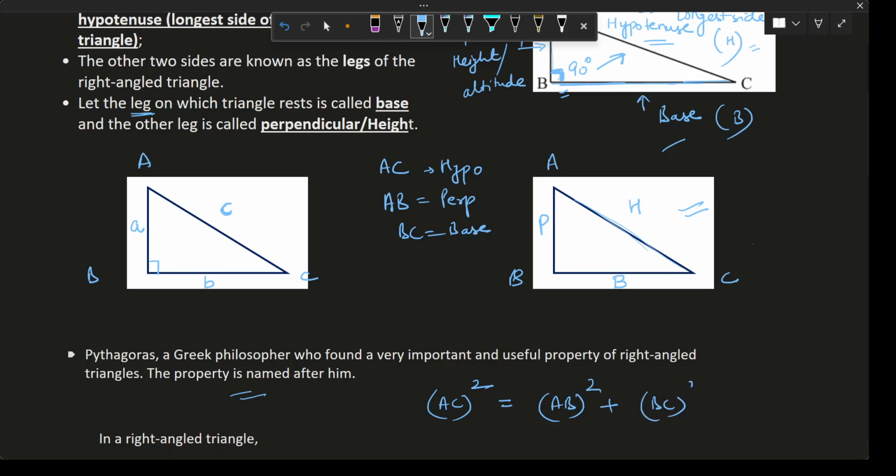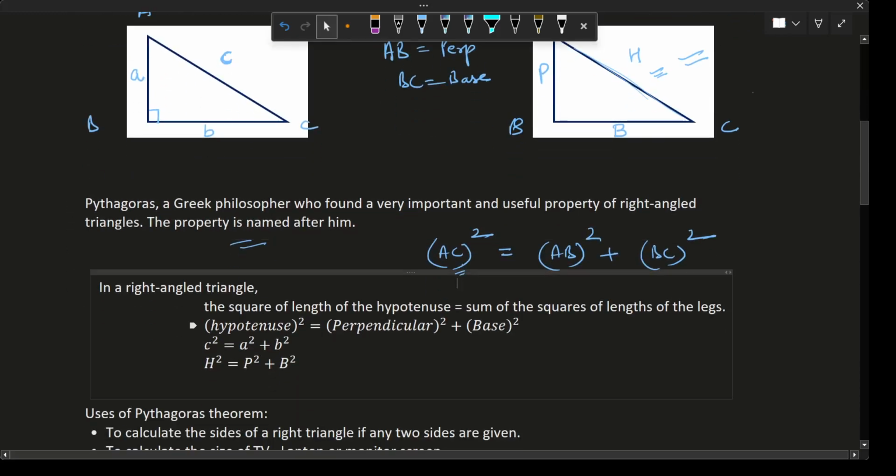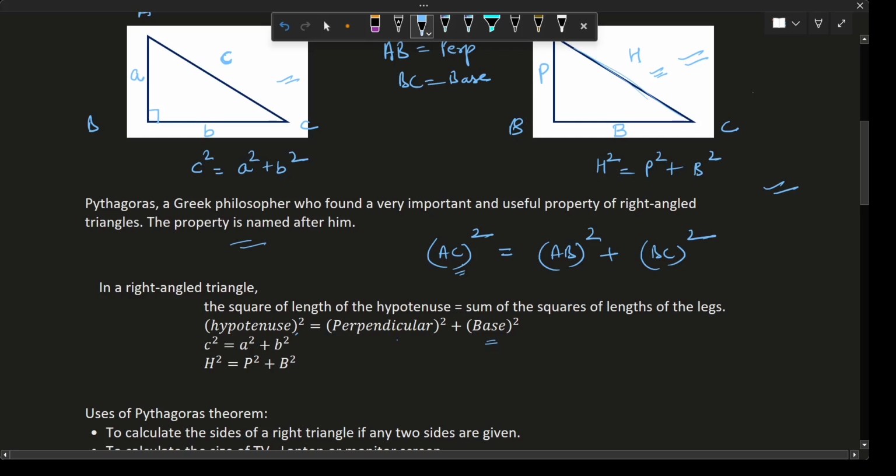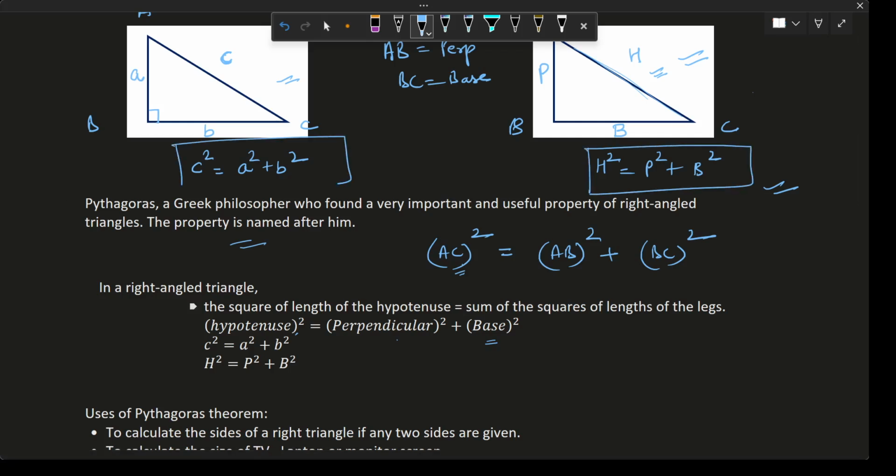So AC square is equal to what? This is the hypotenuse, which is AC. So AC square is equal to AB square plus BC square. This is what he told. He said that the square of the length of the hypotenuse is equal to the sum of squares of the lengths of the legs. So you can represent it as hypotenuse square equals perpendicular square plus base square, or with the variables, c square is equal to a square plus b square, or H square equals P square plus B square. This is how the Pythagoras theorem is.